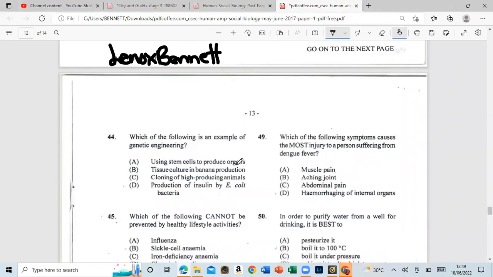Which of the following is an example of genetic engineering? A, using a cell to produce organs. B, tissue culture banana production. C, cloning of high-producing animals. D, production of insulin by E. coli bacteria. And that's D, producing insulin by E. coli. All right, so let's move on to 45.